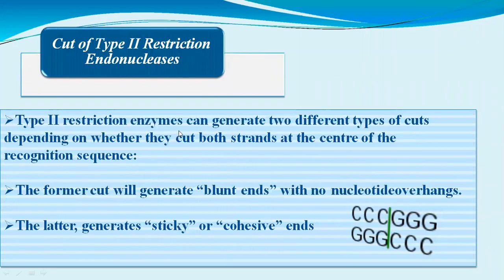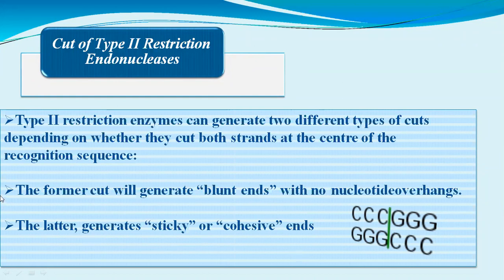So type 2 restriction enzymes can generate two different types of cuts depending on whether they cut both the strands at the center of the recognition sequence. The former cut will generate the blunt ends with no nucleotide overhangs. We already know what we mean by nucleotide overhang. The latter generates the sticky or the cohesive ends. So they can make two different types of cuts.